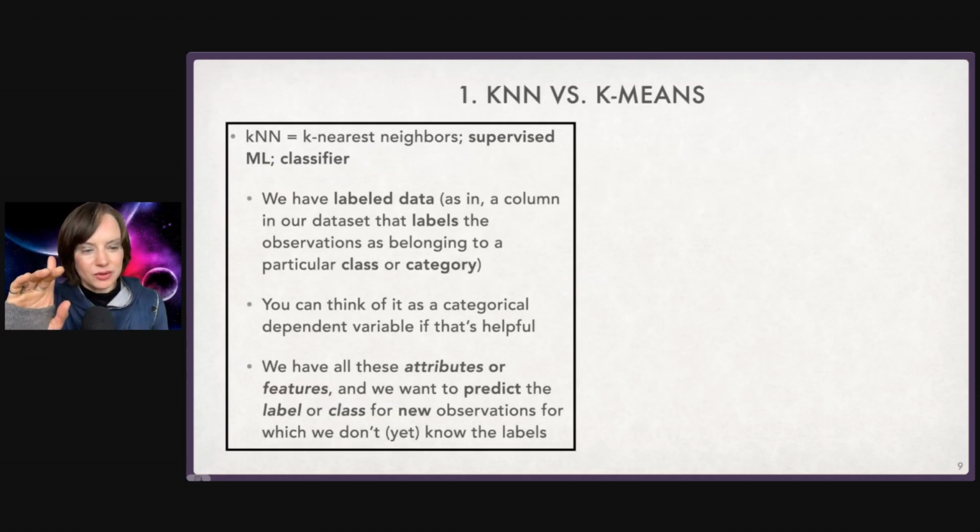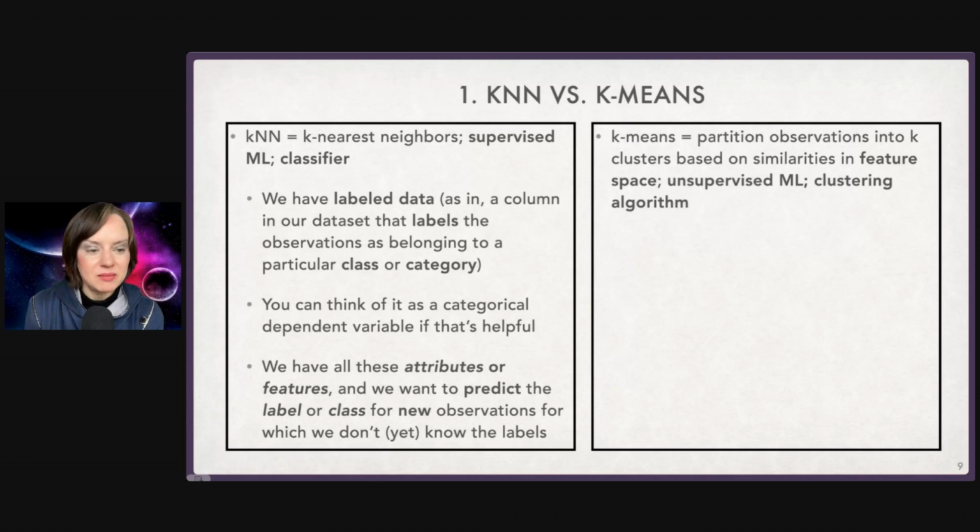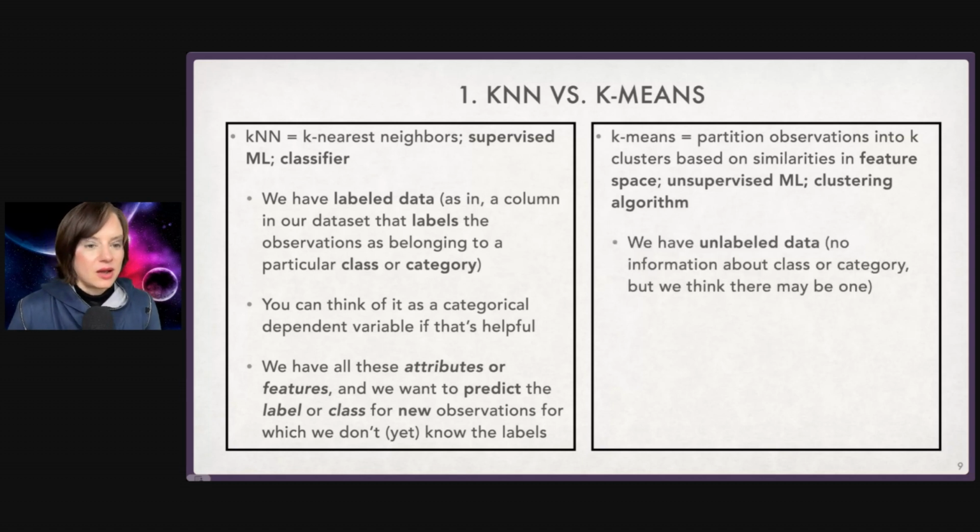Students often get confused about the distinction between KNN versus k-means. So I want to take a moment to work through these. In KNN, that stands for K nearest neighbors. That is an algorithm to conduct supervised machine learning. Specifically, we tend to use it for classifiers. In k-means, what we just looked at, we're partitioning observations into K clusters based on similarities in the feature space. This is unsupervised machine learning. It's a clustering algorithm. KNN is supervised, which tells us we have labeled data, as in we have a column in our data set that labels the observations as belonging to a particular class or category. We have the outcome variable for our data.